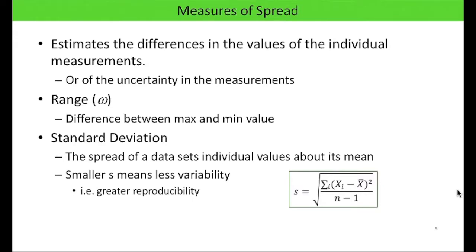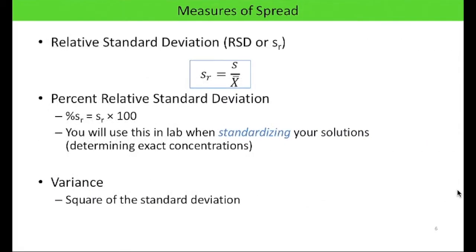So we can measure that in terms of a range, which is simply that difference, maximum minus minimum, seeing what that range is. But a more useful measurement is the standard deviation, which gives you the spread of the data about the average. A smaller standard deviation means less variability, which would translate into greater precision or greater reproducibility. More measures of spread: relative standard deviation is something that you will be doing in lab, or you have already done if you've already done the KHP lab.